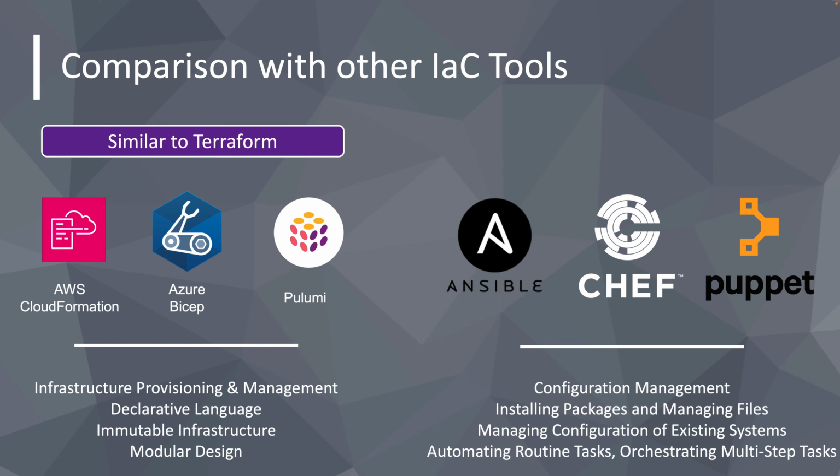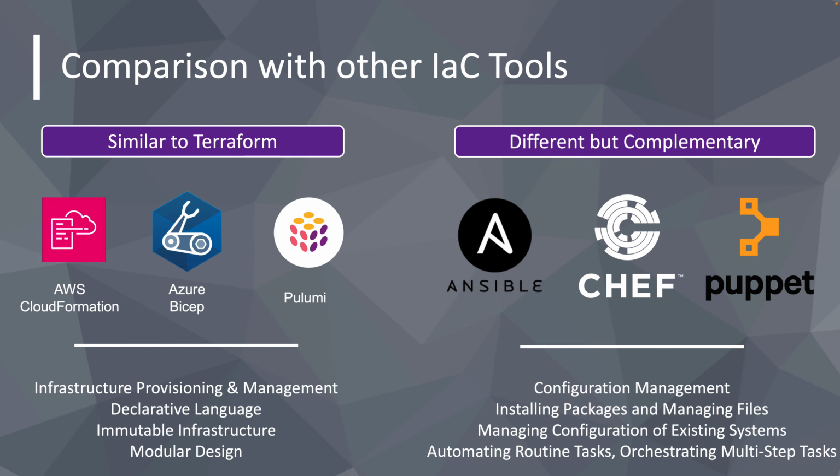Again, on the left, these are really similar to Terraform, right? They're focused on infrastructure provisioning and management, where the products on the right are different, right, but often complementary. And what I mean by that is many times we're using something like Terraform, but we're also using something like Ansible as configuration management to manage the configuration of your infrastructure after it's deployed using Terraform. So Terraform would go out and deploy your virtual machines, and then we use something like Ansible to go out and configure those virtual machines to our desired state. So again, there's a little bit of difference between them.